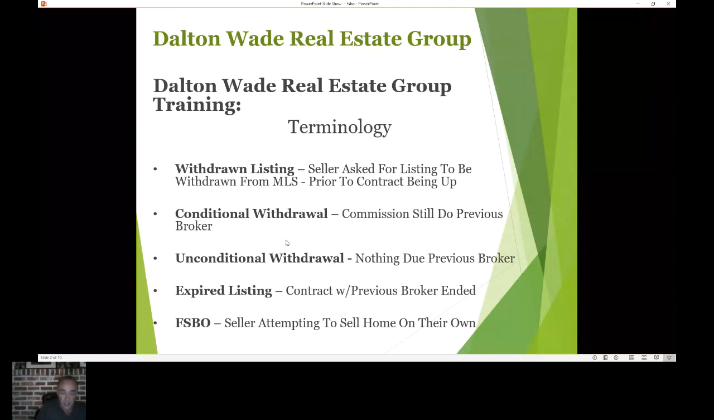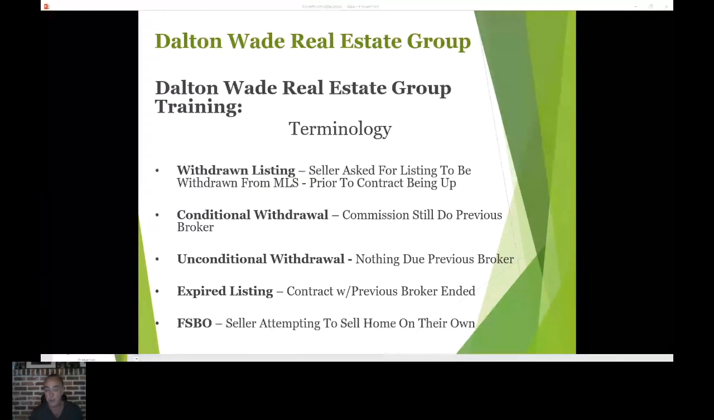An expired listing has come to the end of its term without the property being sold. So those are fine to prospect as well. And then FSBO, for sale by owner, that's someone attempting to sell their home on their own. Fairly basic, right? So a little better understanding of who we are going out and trying to prospect.